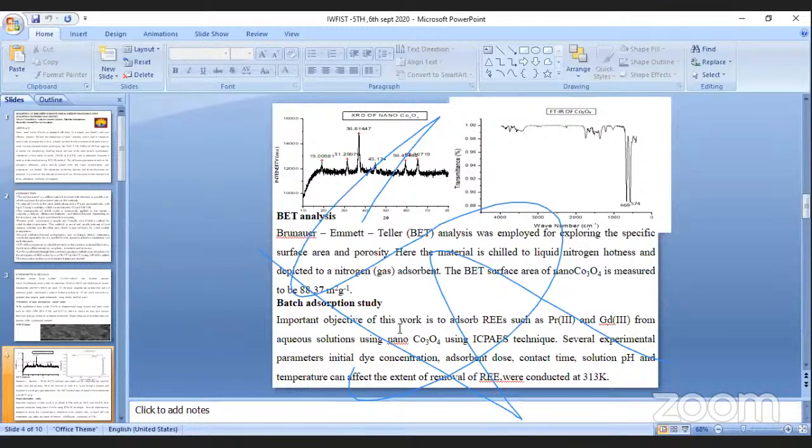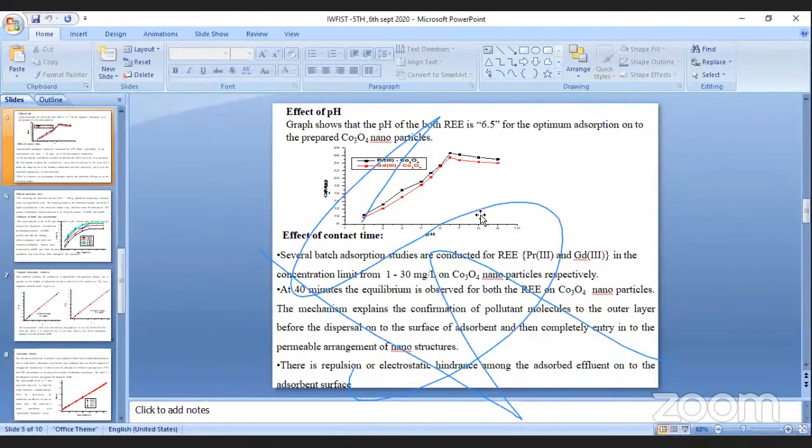Coming to batch adsorption studies, the important objective of this work is to adsorb rare earth elements such as praseodymium and gadolinium from aqueous solutions using nano cobalt oxide by the ICP-AES technique. As we discussed, parameters like initial dye concentration, adsorbent dose, contact time, solution pH, temperature, etc. are studied. Coming to effect of pH, you can see on this graph, pH 6.5 is obeyed for both the rare earth elements, and the contact time is observed to be 40 minutes, and this can be observed in the graph.